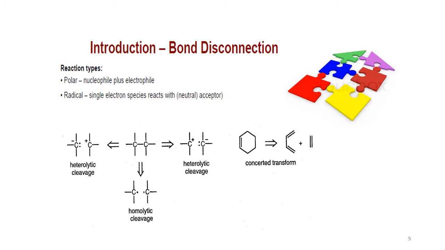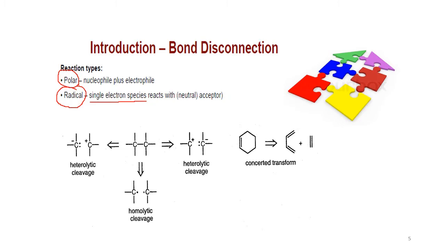Okay, now let's take a look at the principle of bond disconnection. When we talk about organic reactions, there are 2 types of reaction. First one is the polar reaction. Polar reactions involve a nucleophile and an electrophile. Then another type is the radical reaction. Radical reactions usually happen to alkane compounds, and involve a single electron species reacting with a neutral acceptor.